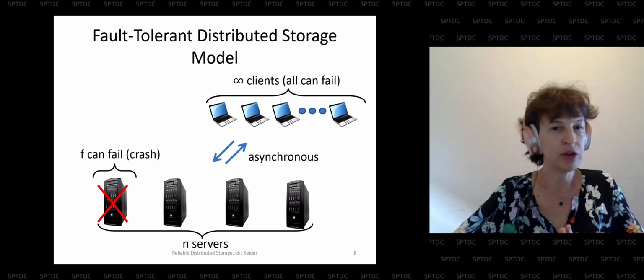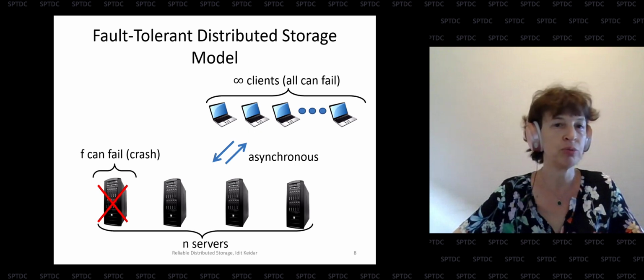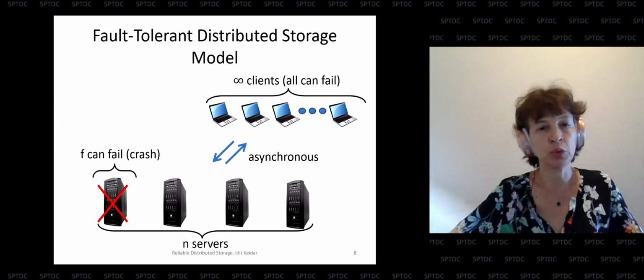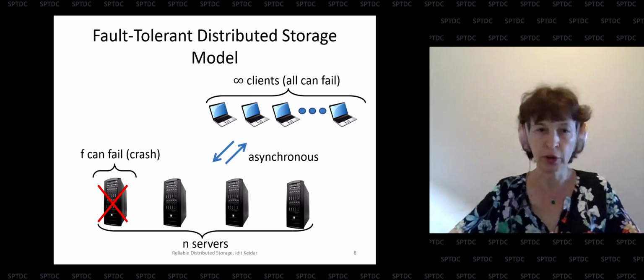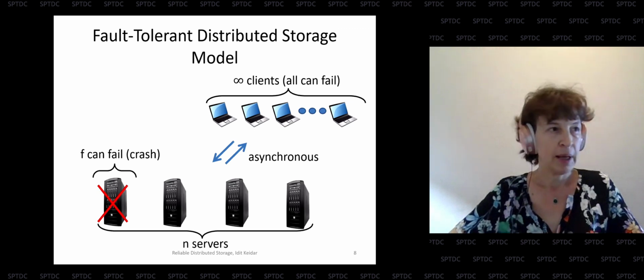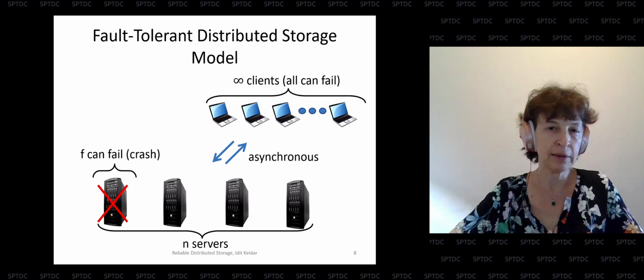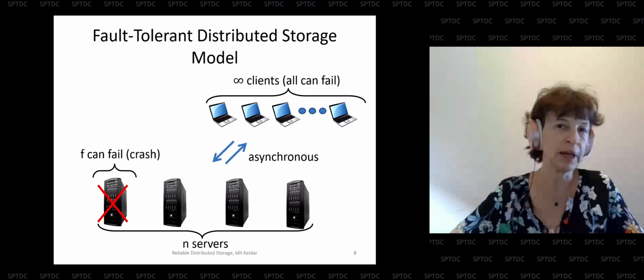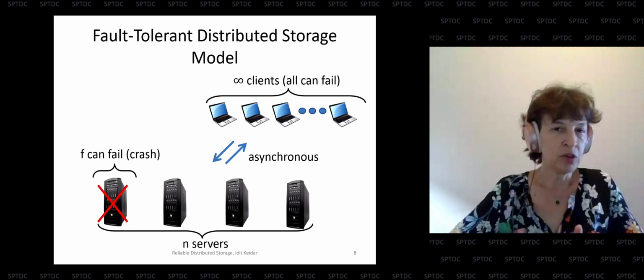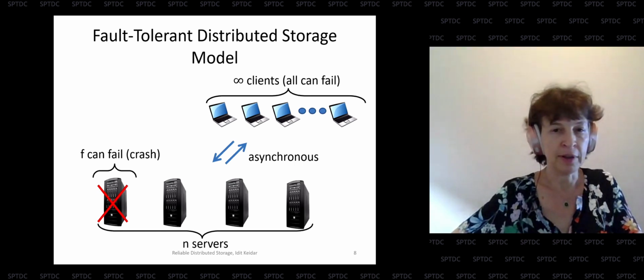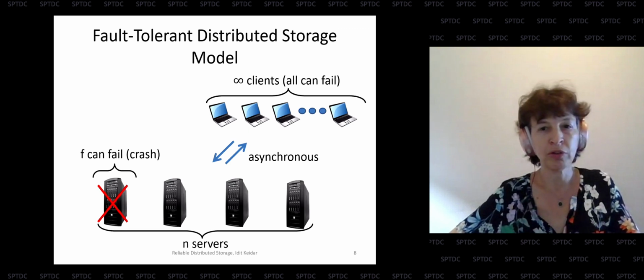It doesn't become malicious or behave in a Byzantine way. I understand that tomorrow you have a talk by Rodriguez, who's going to extend what we're doing now to the Byzantine case. But for today, we're only talking about crash failures. And then we have asynchronous communication. At the top, you see all these little laptops. These are the clients, the people who have their files stored in the cloud, and they want to talk to the servers in the cloud.